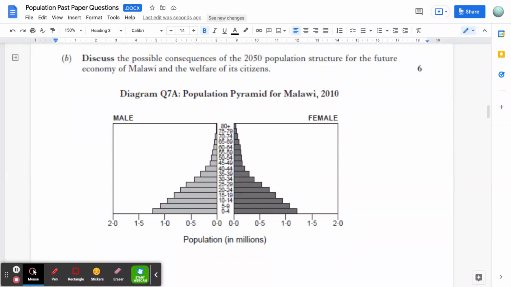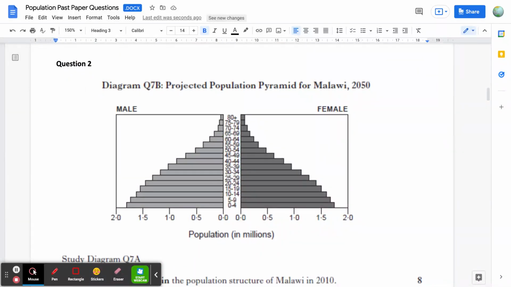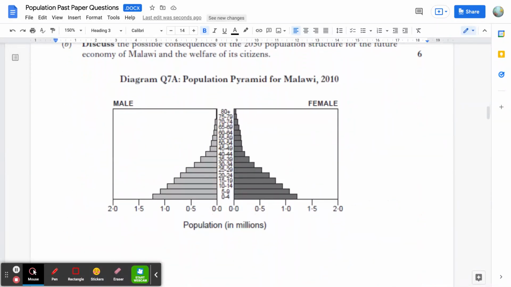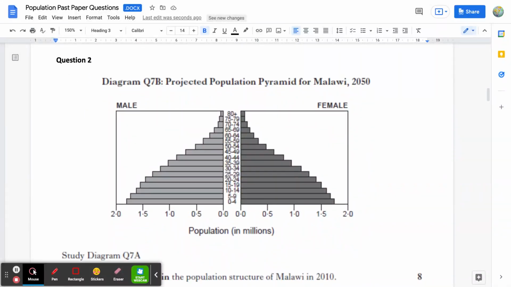Now, what I'd strongly recommend you do is see if you can list down the possible consequences of a country with a population structure that starts off like this in 2010, but changes to this in 2050. So when you look at the two graphs, we can see the number of young people all the way through to the 80 plus in the past, and projected into the future, we can see what the changes are.